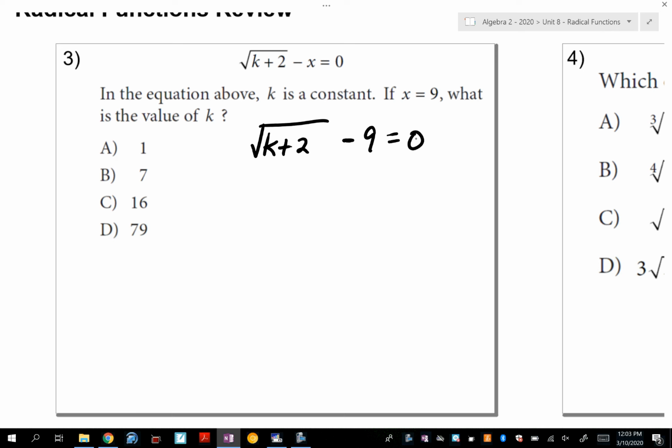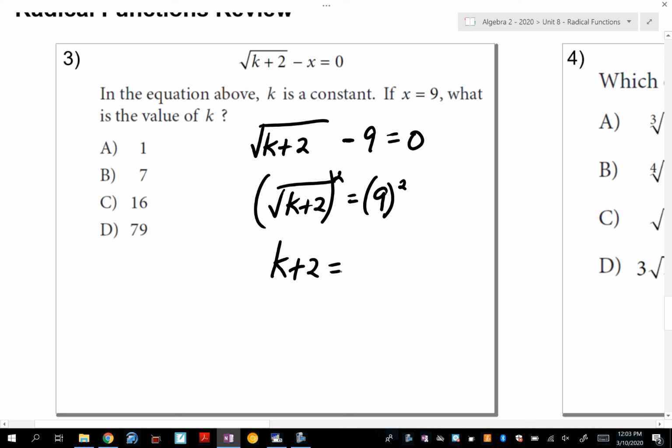So when I move it over, it's a positive 9. Now it's isolated. So what can I do to both sides? Square both sides. All right, you get rid of the radical by squaring both sides. So now you have k plus 2 is equal to 81. So k equals 79. C.